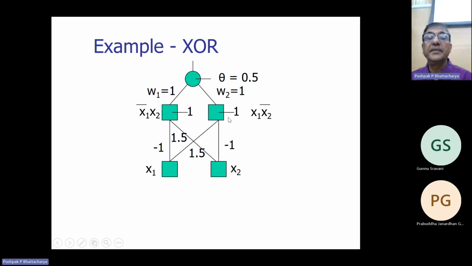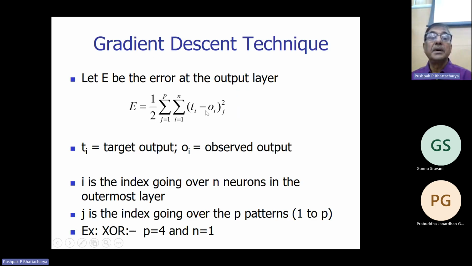Now we have a bit of a difficulty. Let's see what the difficulty is. So we have also defined error, which is called total sum square error. It takes neurons in the outermost layer and notes the observations. The setting is called supervised learning. The input-output pair is specified.